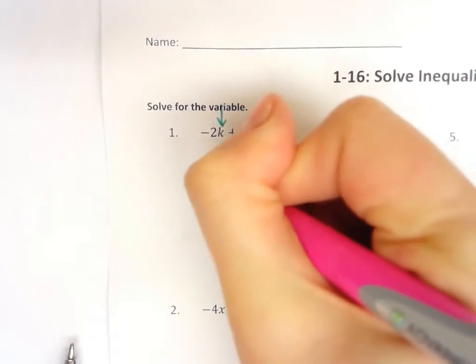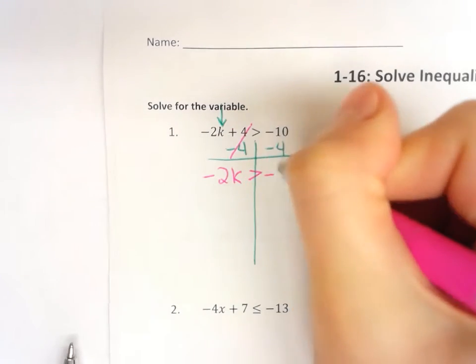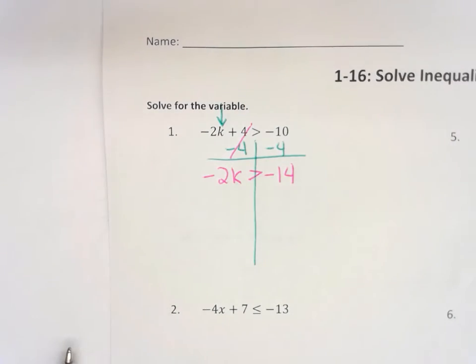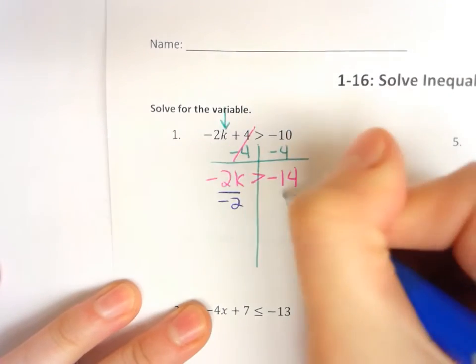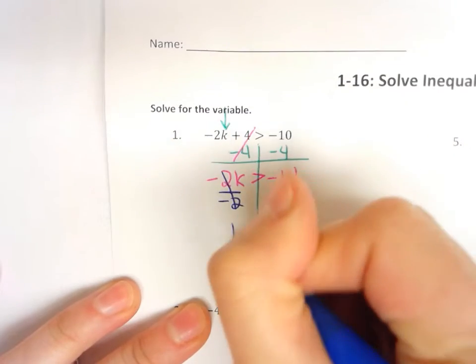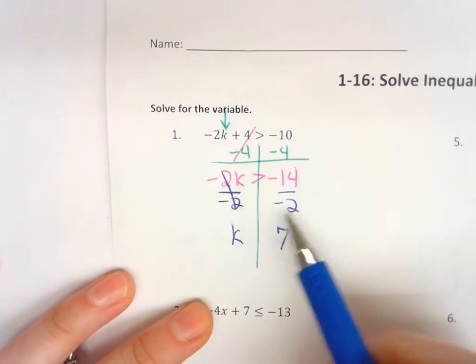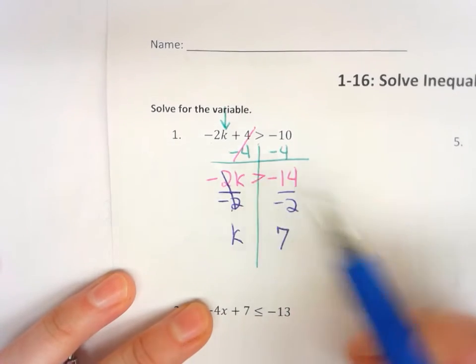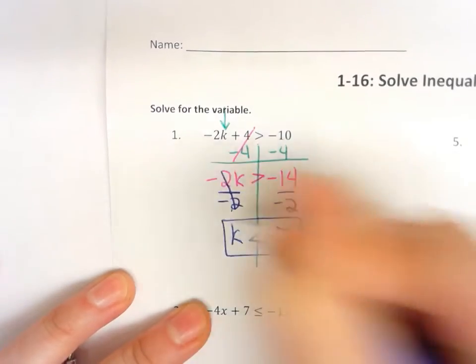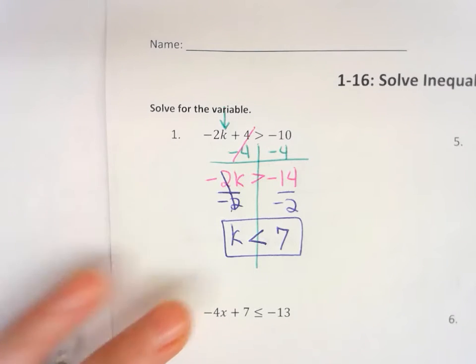Now we've got -2k is greater than -14. -10 minus 4 is -14. Now the -2 is attached to my letter K, so to finish solving the problem, I divide both sides by -2, and I've got K being compared to a +7. Now we divided by a negative number, so this greater than sign needs to flip around, and we've got K is less than 7.